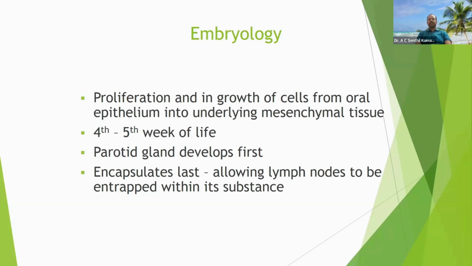The parotid glands are the ones to develop first and get encapsulated last, allowing lymph nodes to be entrapped within its substance. So this is important. Why these intraparotid lymph nodes develop is because the parotid gland itself gets encapsulated last, and therefore the parotid gland can entrap some lymph nodes along with its substance. That is why you have intraparotid lymph nodes.